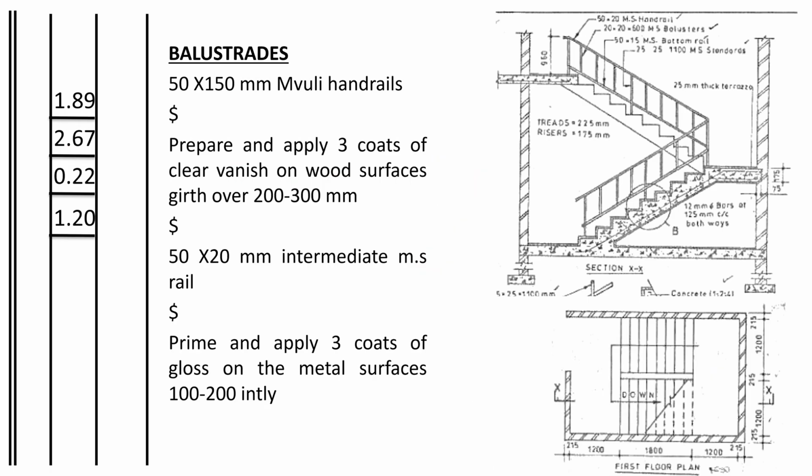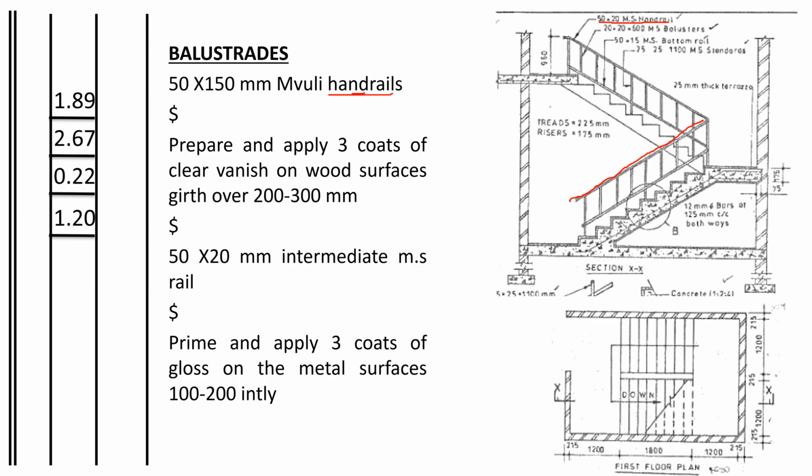We go to balustrades. The balustrades, we said they are these ones. We shall start with the handrail. The handrail is this one, or the stop here. Then we shall say 50 by 20 MS handrail. We shall measure them. How many handrails will we require?